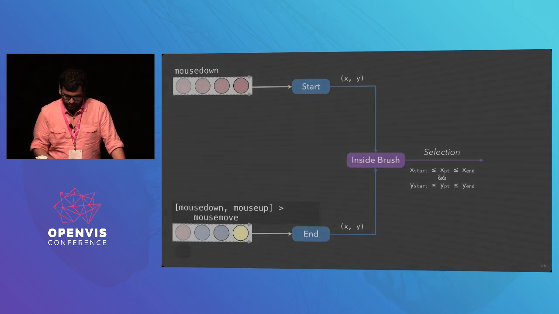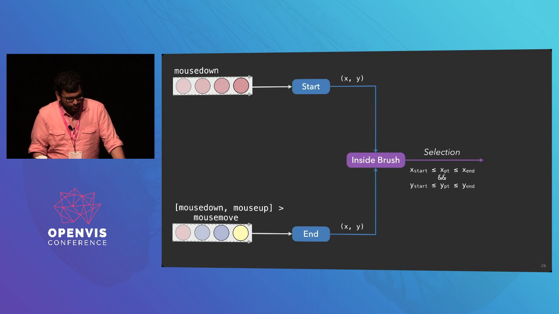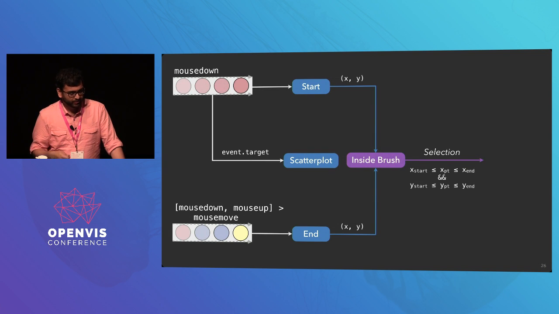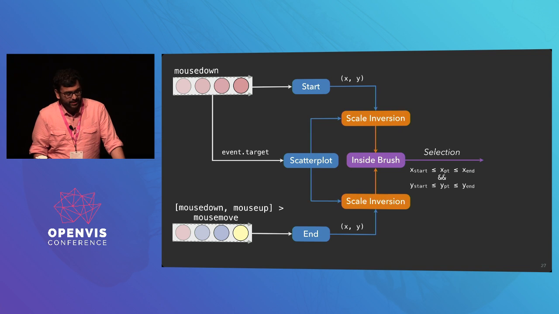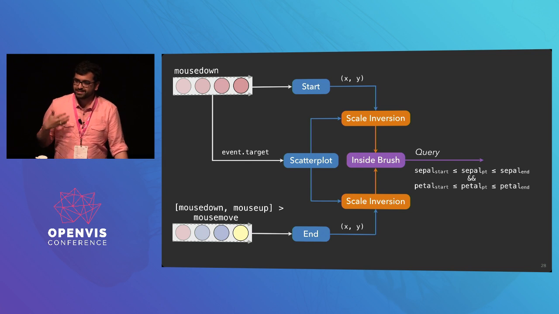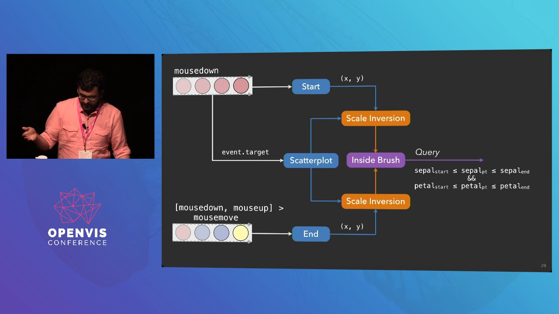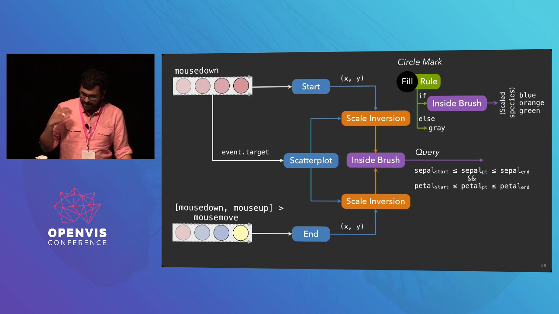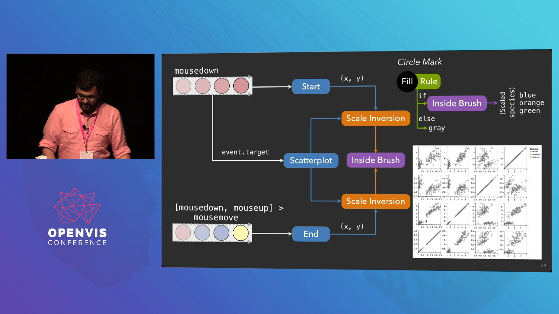So if we switch back to our schematic, what I want to do is first identify which scatter plot I'm interacting in, and then use its scales to invert my signal values. So now the input parameters to this inside brush predicate are data values. And so what the predicate is now expressing is a data query. It's looking at the sepal data value and the petal data value and checking whether these lie within the two extents. I can bring back my production rule from before, and there we go.